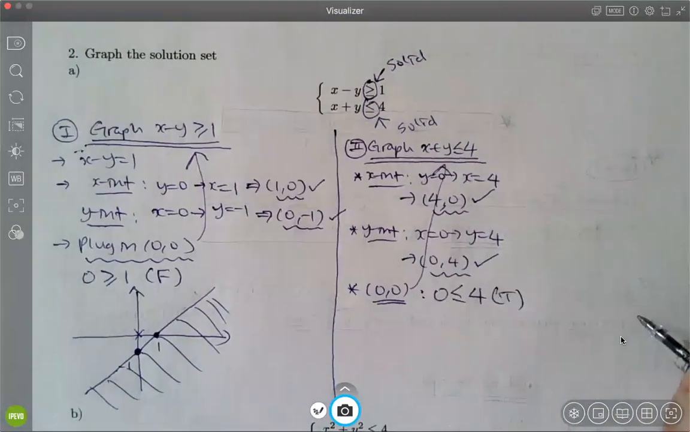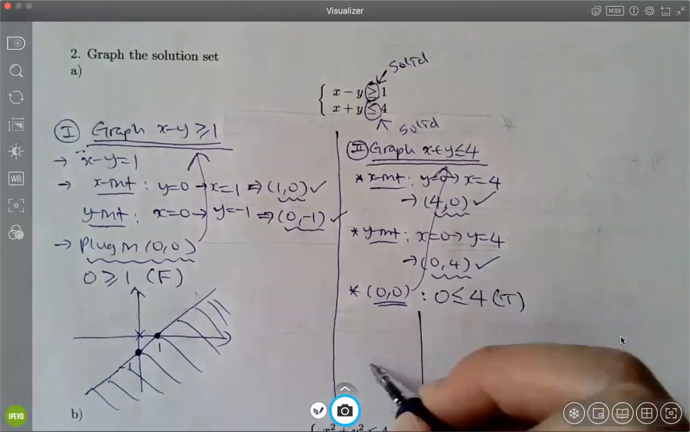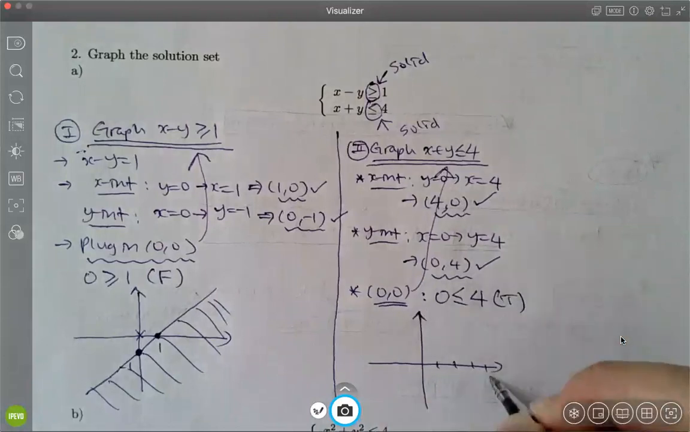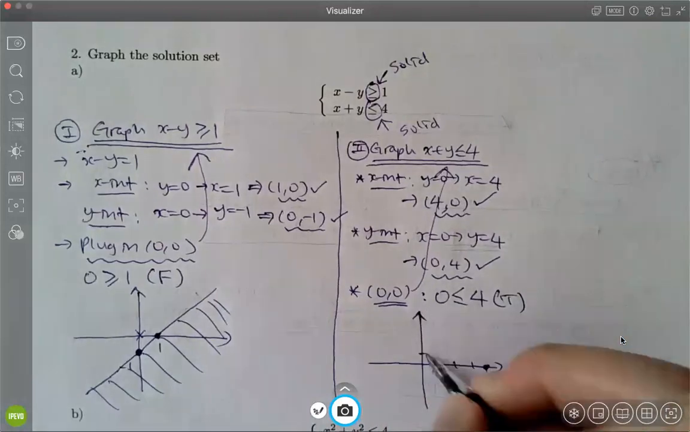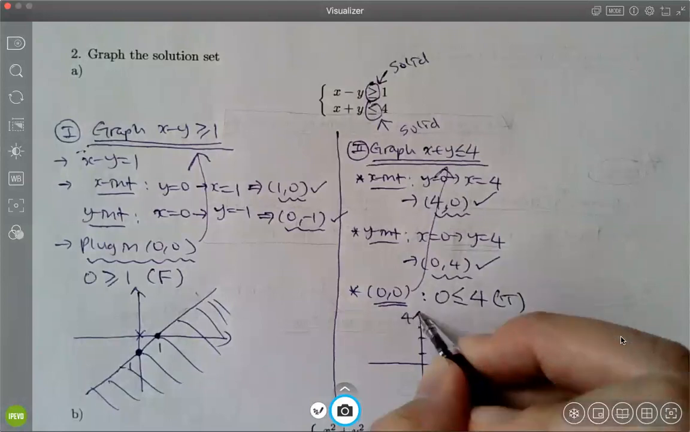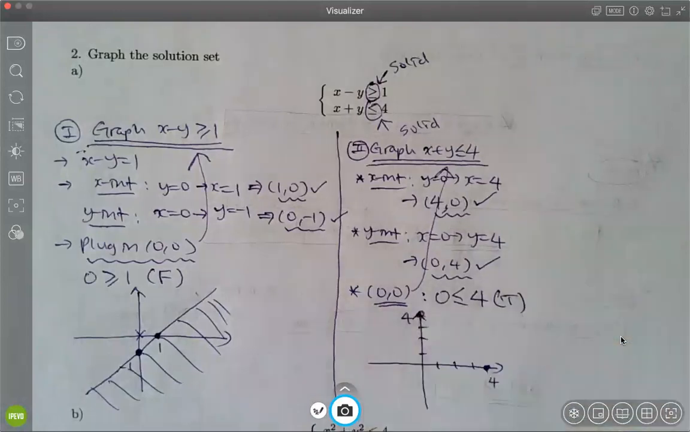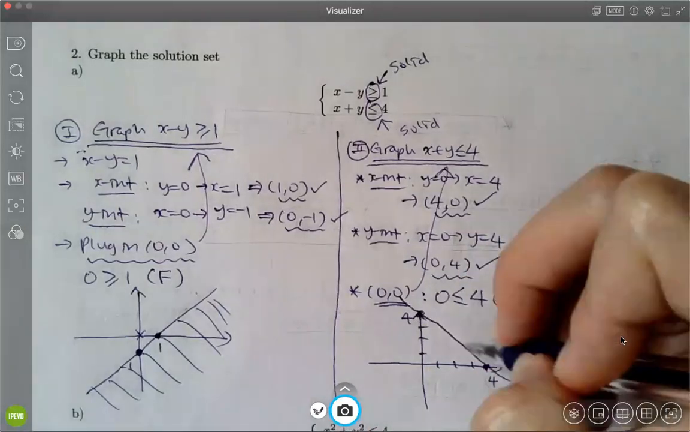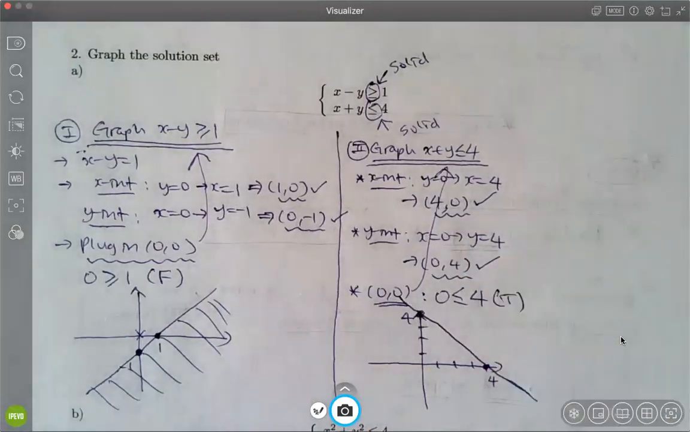Okay, so what do you get? 1, 2, 3, 4, that's the x-intercept. 1, 2, 3, 4, that's the y-intercept. And we have another solid line, so it's this one. And then 0, 0 is below the line, where we got a true statement, so we shade below the line.